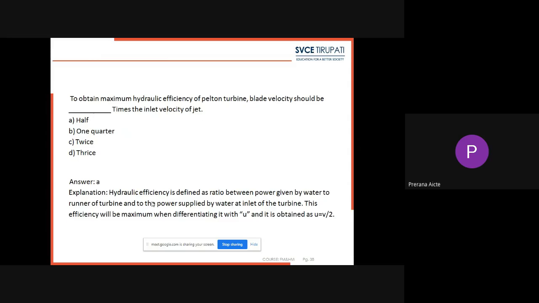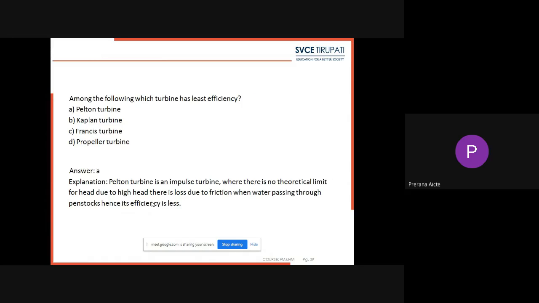The next one is, to obtain maximum hydraulic efficiency of Pelton turbine, blade velocity should be dash times the inlet velocity of the jet. The answer is half. Hydraulic efficiency is defined as the ratio between power given by water to the runner of the turbine and the power supplied by water at inlet of the turbine. So this efficiency will be maximum when differentiating it with u, and it is obtained as u = v/2.